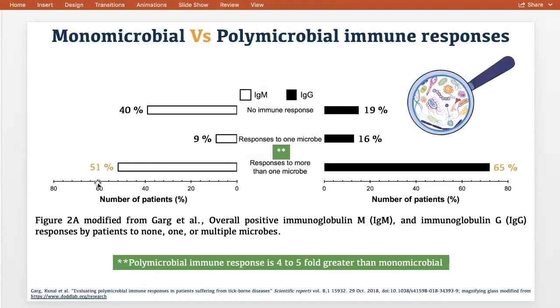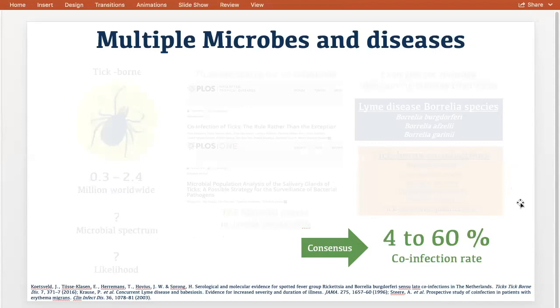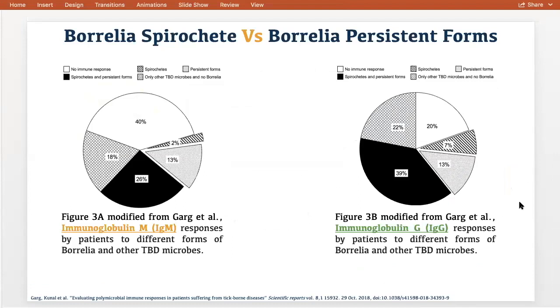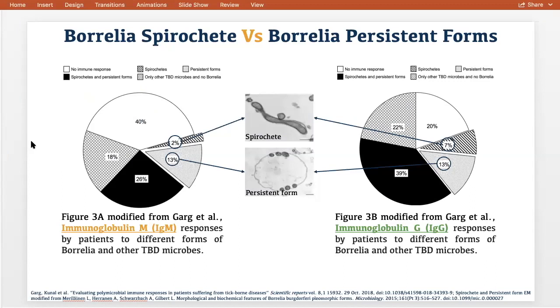You can see that our findings of 51% and 65% are fitting the international norm or international consensus, which is 4 to 60% co-infection rate. But what is more important over here, again, is you see the IgM response on the left and IgG response on the right. You see that patients have different responses to just the spirochete species of Borrelia and just the persistent forms of Borrelia. And in IgM especially, you can see that patients are responding more to the persistent forms of Borrelia rather than the spirochete structures of Borrelia. So this is very interesting.